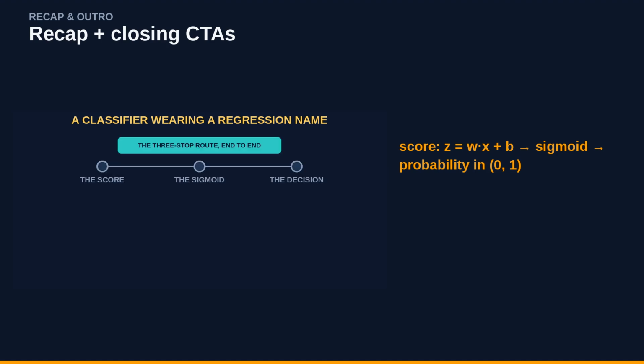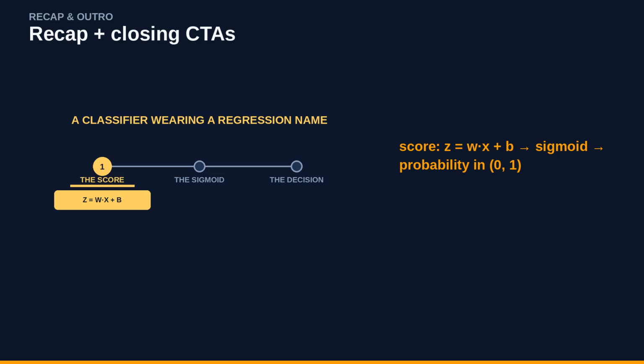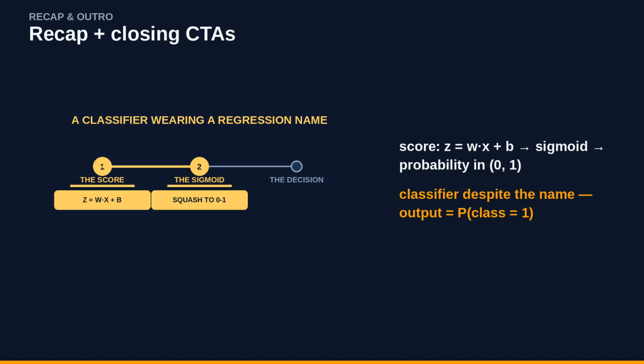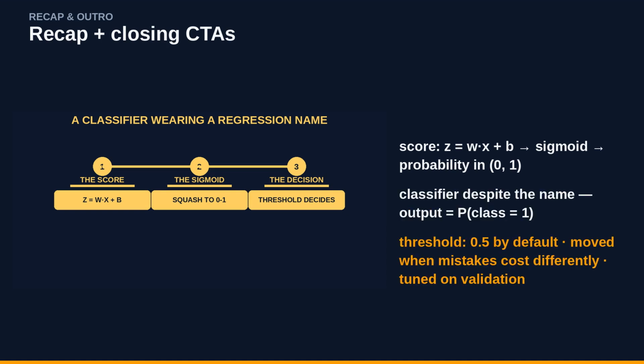Hold 3 lines from this lesson. Logistic regression still computes a linear score, Z equals W dot X plus B, and then the sigmoid maps that score to a probability between 0 and 1. Despite the name, it is a classifier. The output is the probability of class 1, never a rent price or a count. And a threshold turns the probability into a hard label, 0.5 by default, moved deliberately when the 2 mistakes cost differently, and tuned on validation data.